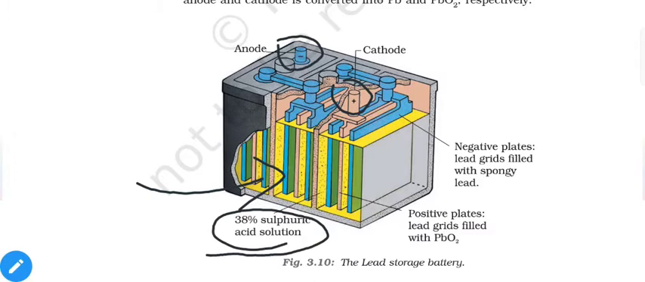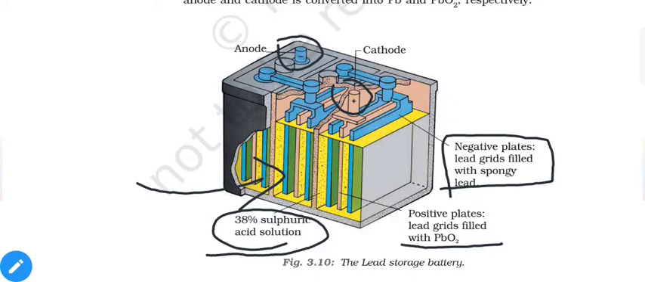In this case we have positive plates of lead grids filled with PbO2 and negative plates of lead grid filled with spongy lead. So we have mainly lead and H2SO4 solution. PbO2 and H2SO4 are the main components of our battery.